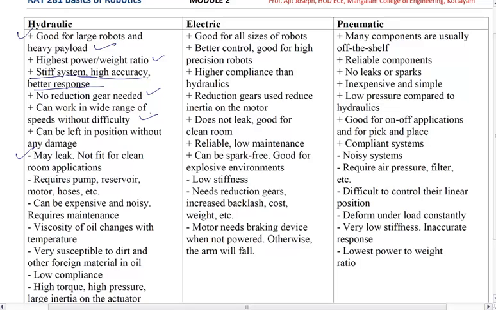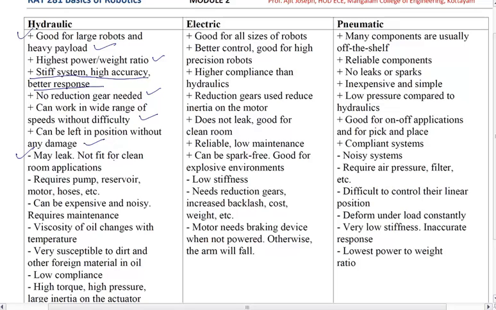Whichever position you have, you can fix it in that position and leave it without spending much power. For example, you have seen a JCB. A JCB basically works on a hydraulic system. So if the JCB has lifted something up, it can remain in that position for a very long time. For maintaining that position, hydraulic systems do not require much power.